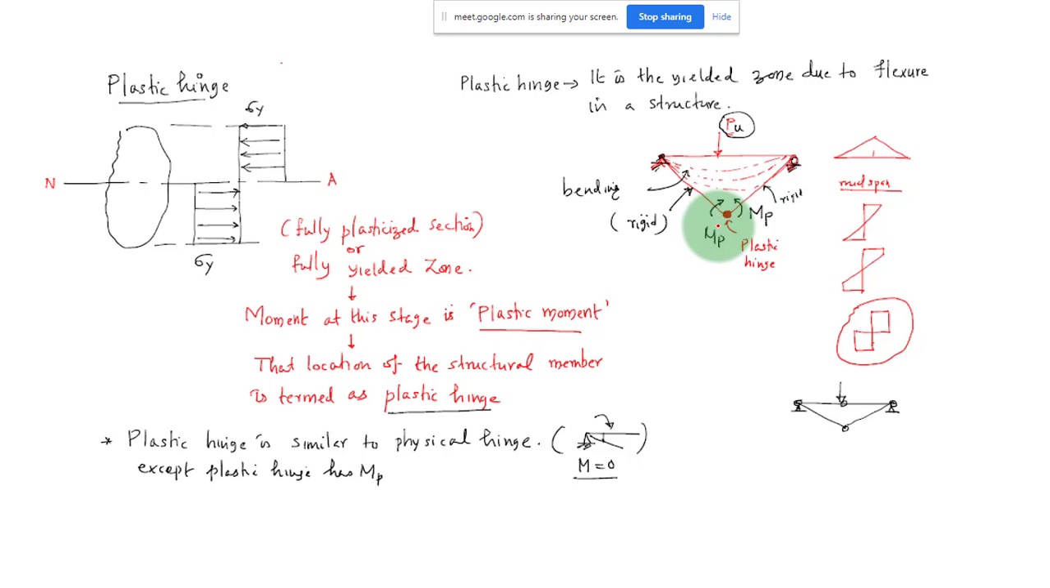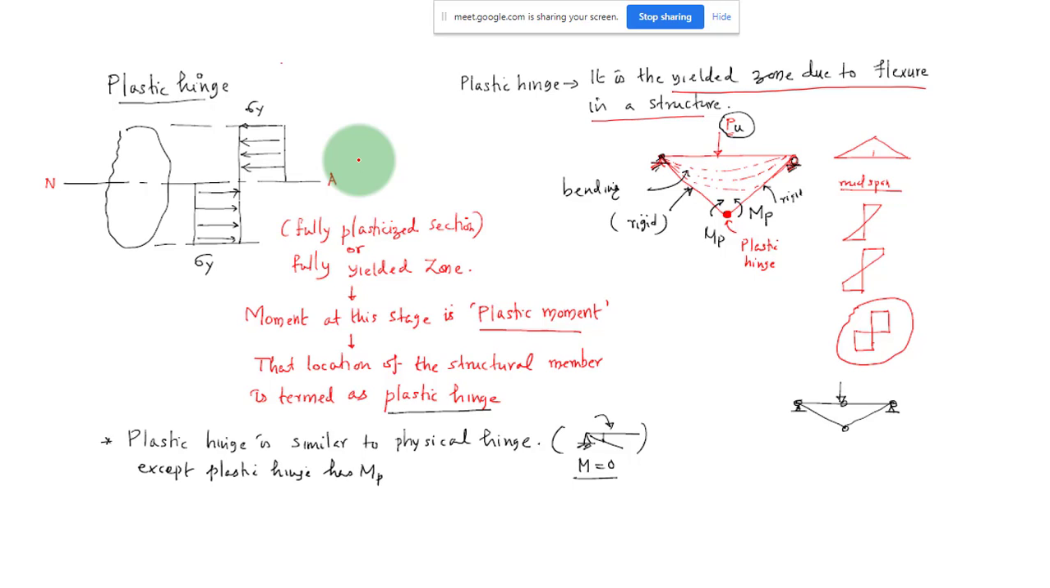Once it reaches plastic moment, what will be the corresponding stress distribution? It will be like this. It is fully yielded. Every fiber has reached the yield stress. That yielded zone due to flexure in a structure is known as a plastic hinge. Once the stress distribution has reached this state, that cross section is called a plastic hinge.